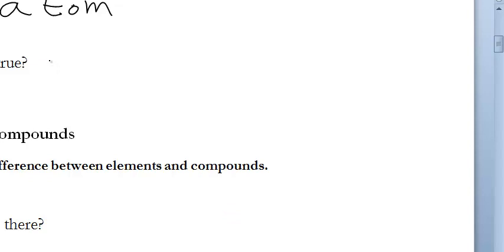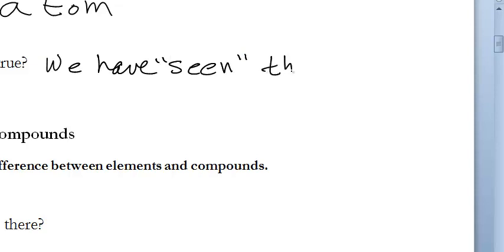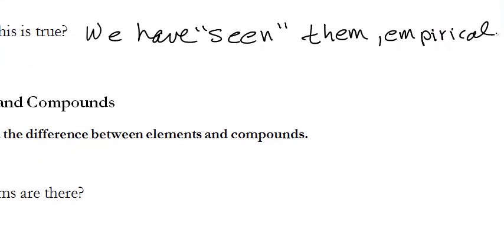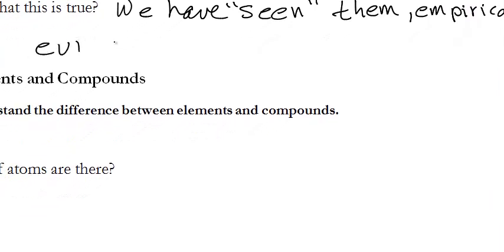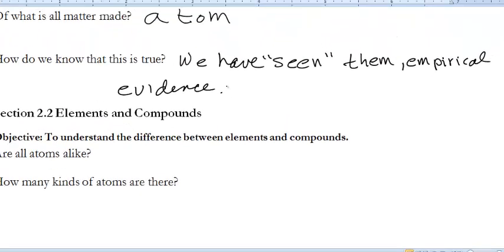So how do we know that this is true? We can say that we have seen them, and seen you might want to put in parentheses because we did not see them with our own eyes, but we used an instrument. And we also have what would be called empirical evidence of these atoms. And we'll explain what some of that evidence is as we go along here.